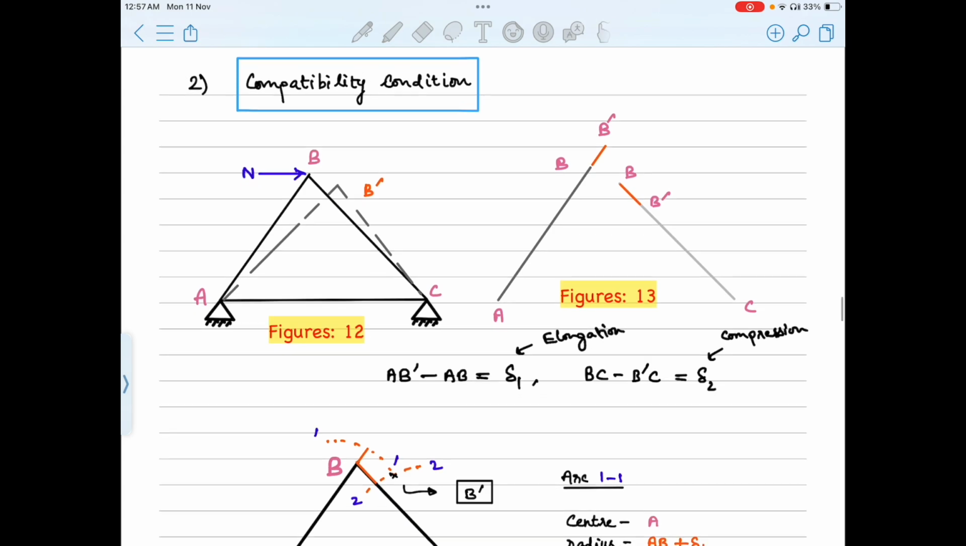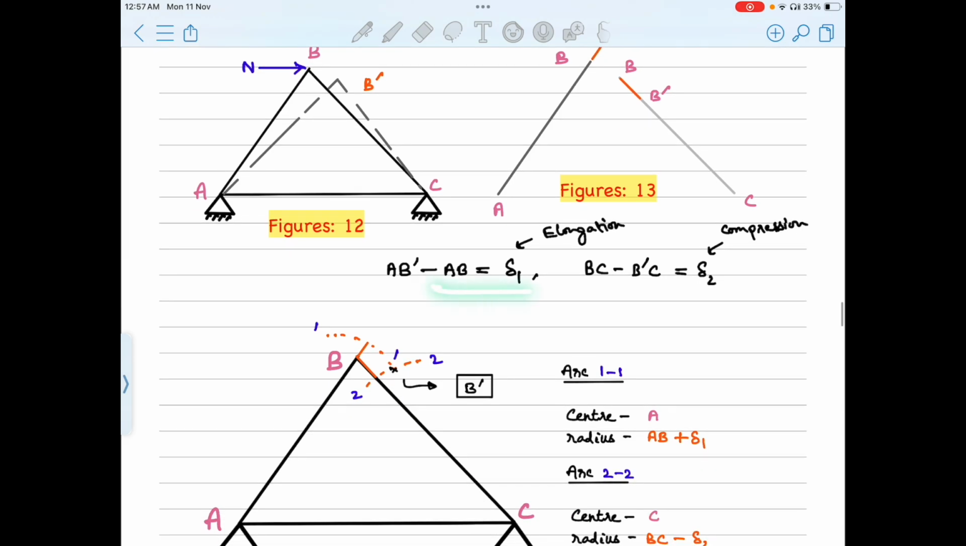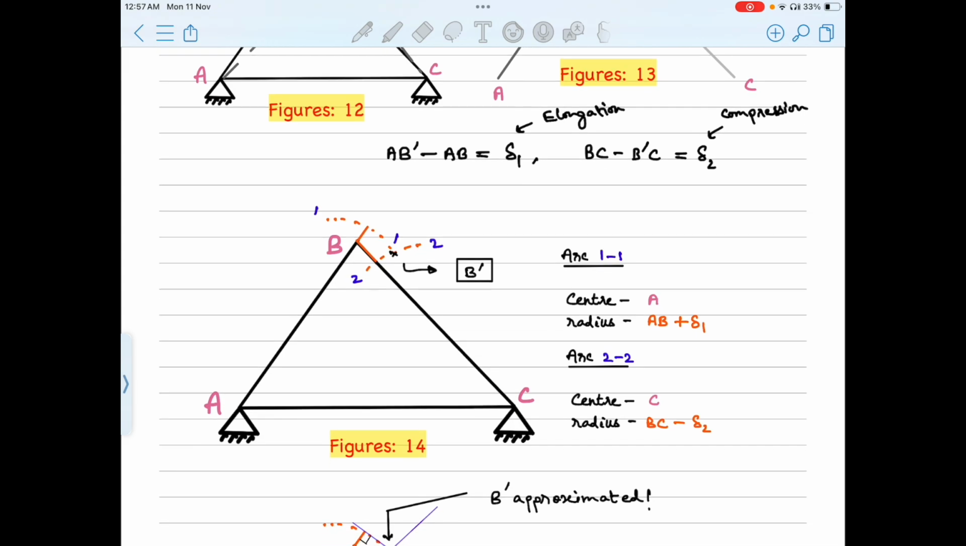From figure 13, one can determine this delta 1 and delta 2. You can relate this with this, and you can write what delta 1 and delta 2 are: elongation for member AB and shortening for member BC. Now, suppose that you already know these two values of local degrees of freedom, delta 1 and delta 2. From them, can we determine the displaced position of joint B? Yes. How? Take a compass and strike an arc with A as center and radius equal to the initial length plus this delta 1.